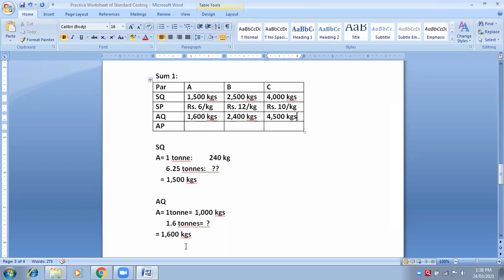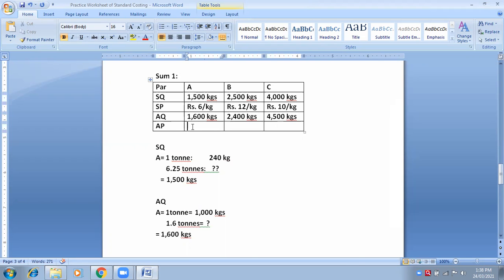You don't need to make a working note again and again for A, B, and C separately. If A is made, the examiner understands that this is how we found the actual quantity of A. Similarly, we are doing it for B and C on the calculator. Only one has to be highlighted in the form of a working note. The rest you can do directly on the calculator.